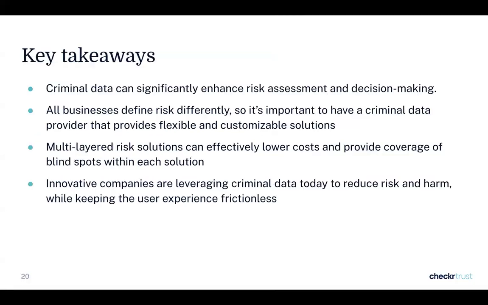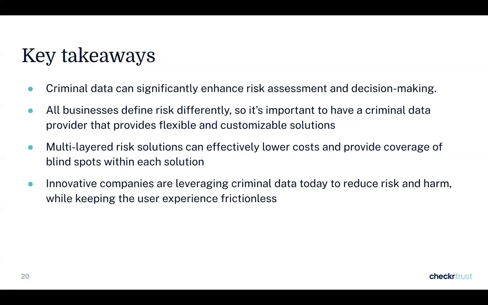So we're going to head into the Q&A segment shortly. So if you do have any questions, please drop them in the Zoom Q&A and we will get those questions going. But as those questions roll in, I will quickly summarize some of the key takeaways from today's webinar. So number one, criminal data can significantly enhance your risk assessment and decision making. Hopefully you can also see throughout all of our examples, they're really applicable across multiple industries and multiple use cases.